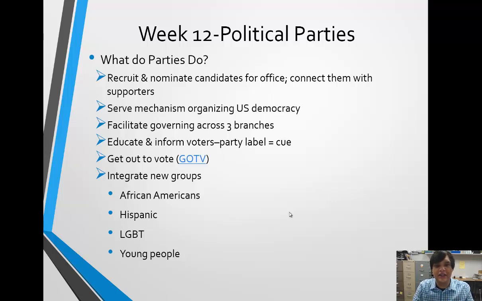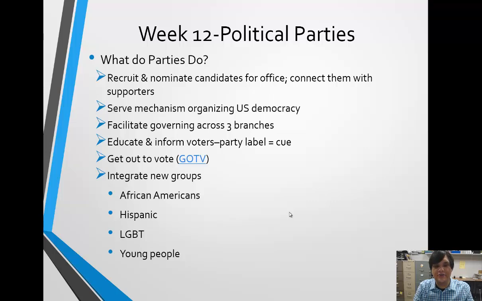And then finally, political parties integrate new groups. As new groups come into suffrage and things like that, one party or another will probably try to attract those new groups and get them educated about the system and about U.S. democracy in general. So these are all just general functions of what political parties do. They do all these things. They are very active in U.S. democracy. They're an essential part of the political system.